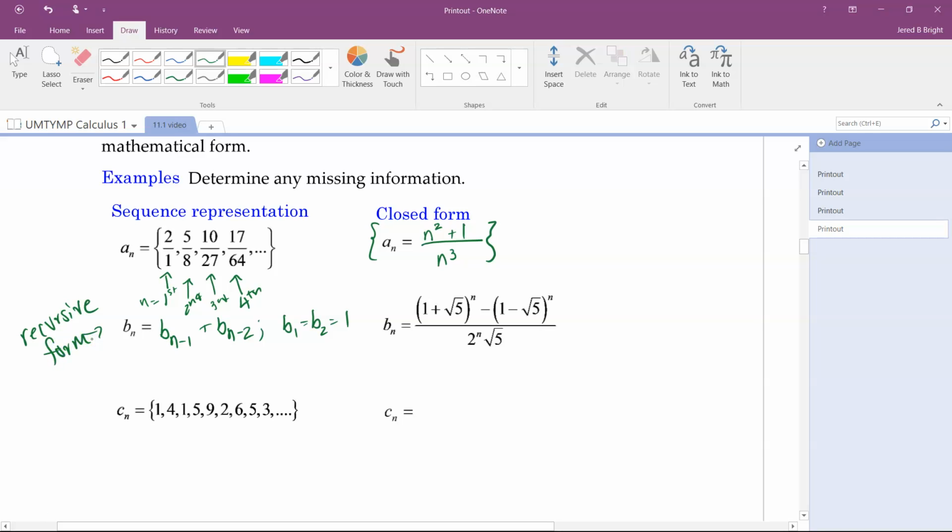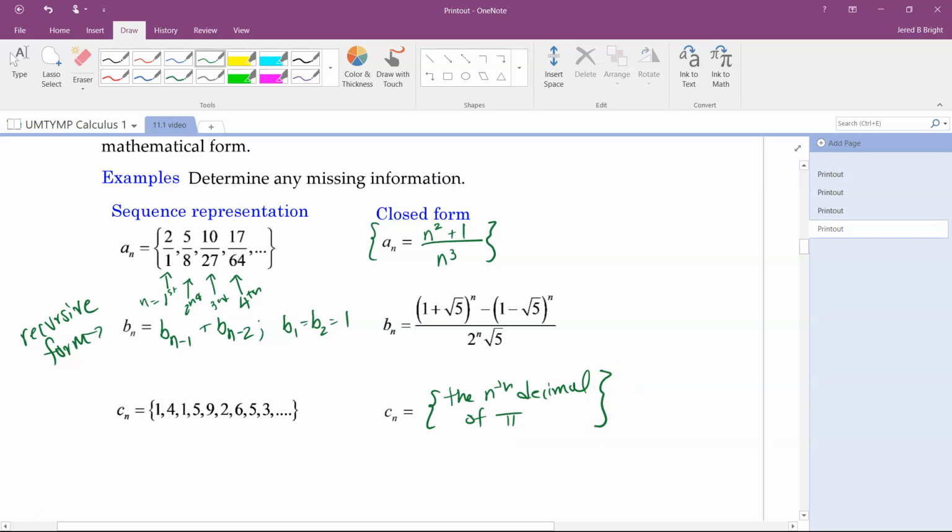And then c_n, again, this one isn't immediately clear what it is, and for the closed form representation, there's not necessarily a formula, but we would just say it's the nth decimal of pi. I was going to write it out, but let's just put the symbol.